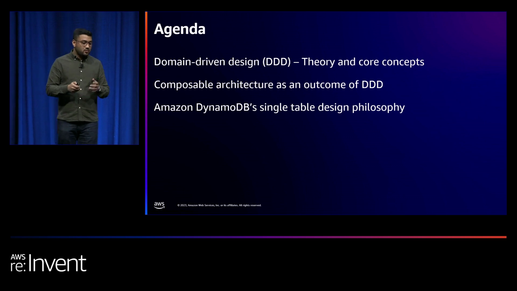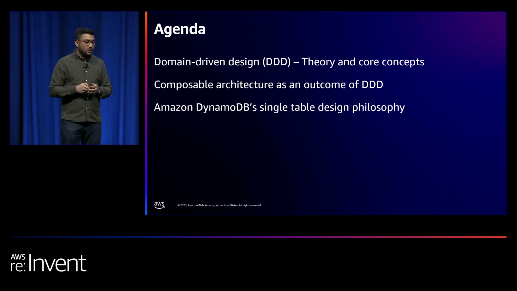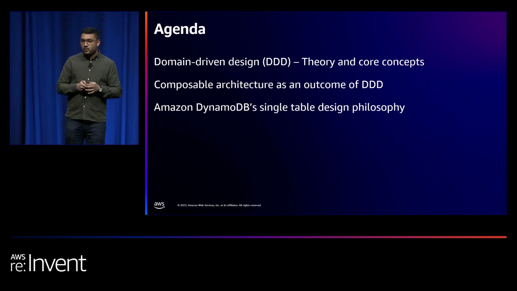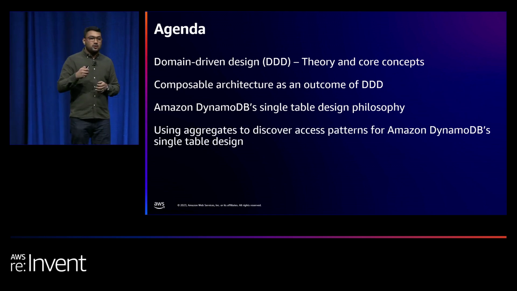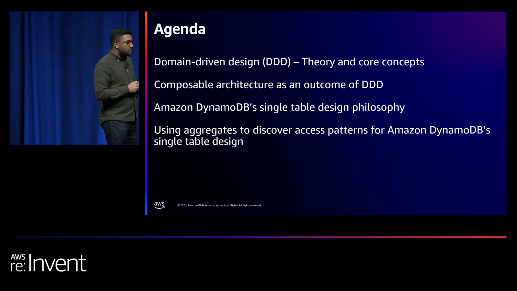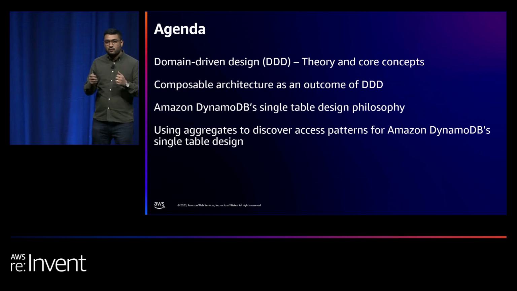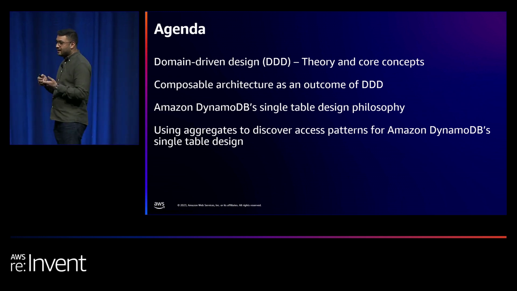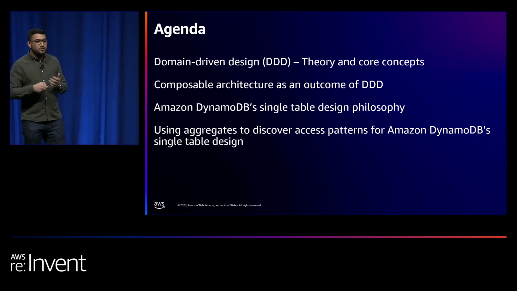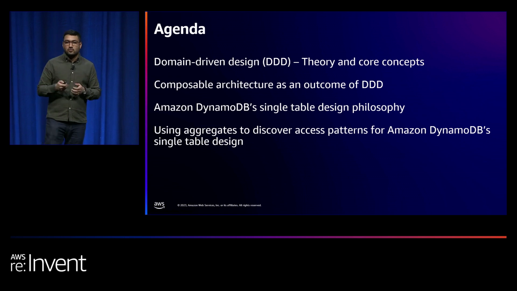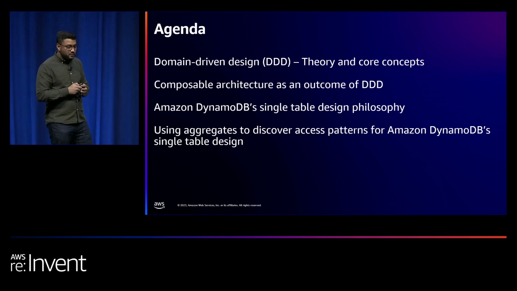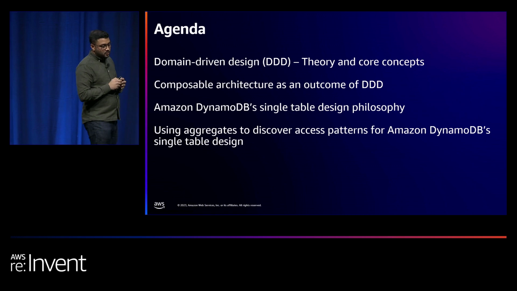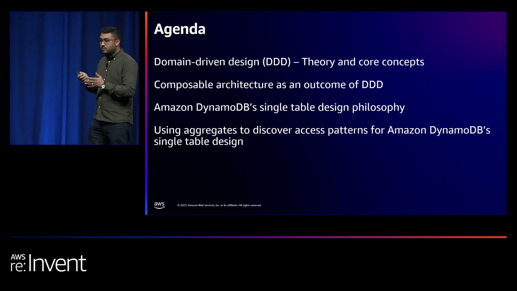We're going to talk about Amazon DynamoDB's single table design philosophy and why we need it. And then using the outcomes from our domain-driven design exercise, we are going to use something called aggregates, and we are going to use these aggregates to find the access patterns that are going to help us do the single table design effectively.